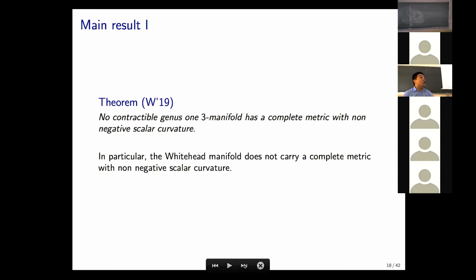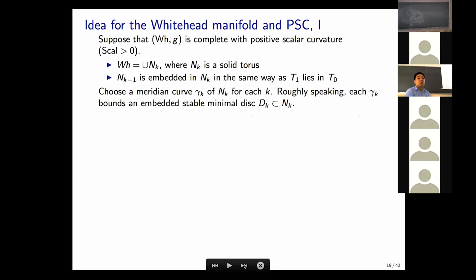In the following, we will just talk about the proof for the Wang manifold and for positive scalar curvature metrics, because the proof for the genus 1 case is the same as for Wang manifolds. Actually, we can use a constant result to generalize the result from positive scalar curvature to the non-negative scalar curvature case. Now we talk about how to prove this result for Wang manifolds. We argue by contradiction, so we suppose the Wang manifold has a complete metric with positive scalar curvature.